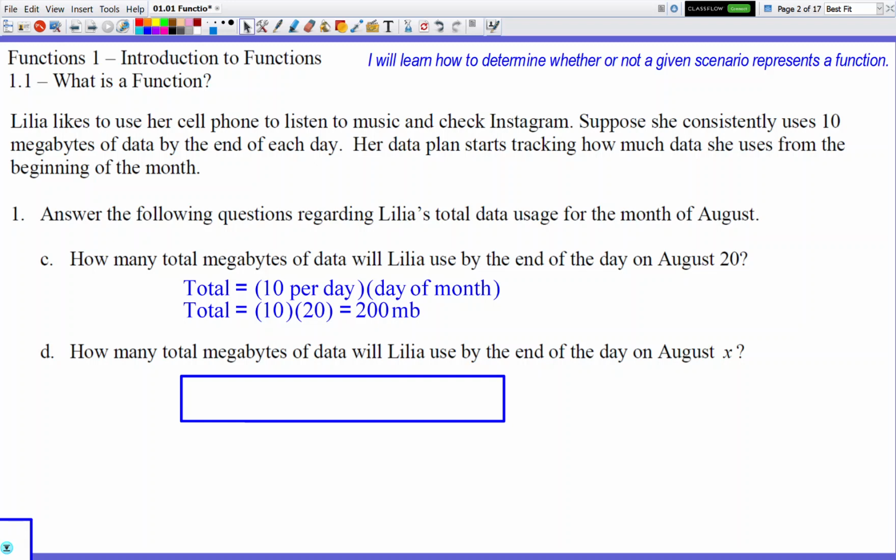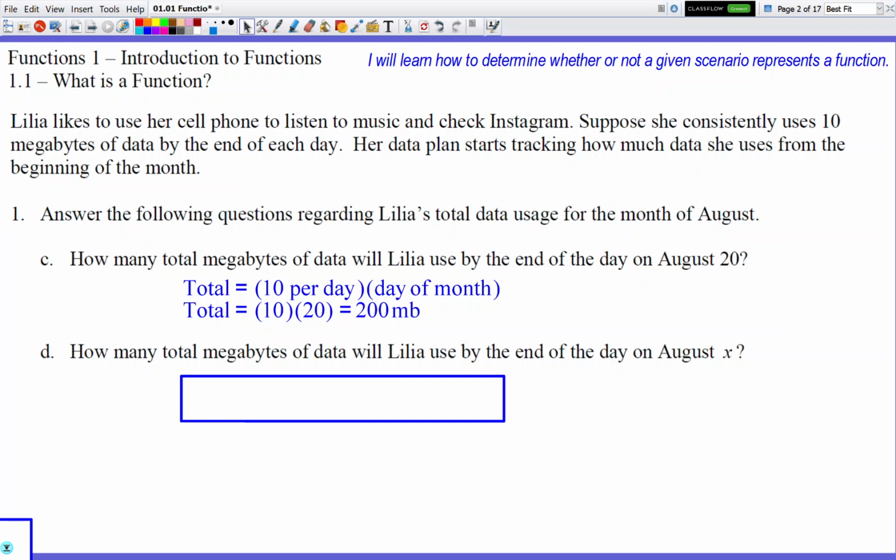And letter D, this time it's going to get kind of tricky, because it's not giving us a day of the month. It's giving us just a letter. It's asking, what if it's the X day of the month? Is there some kind of formula we can arrive at so that we can get the answers for various days in a month? I guess letter D was hinting at making a formula, but we already made one in letter A, where total equals 10 per day times day of the month. That's our formula.